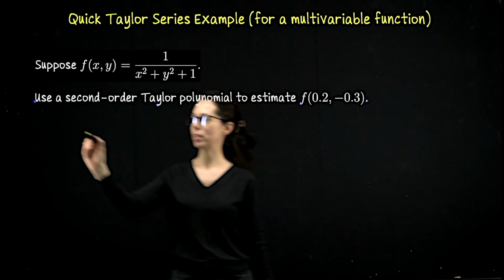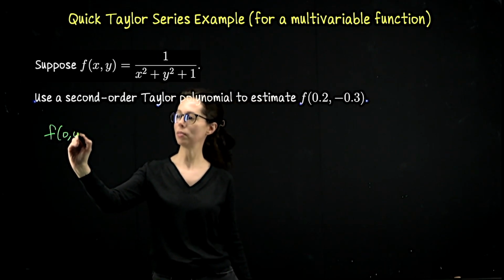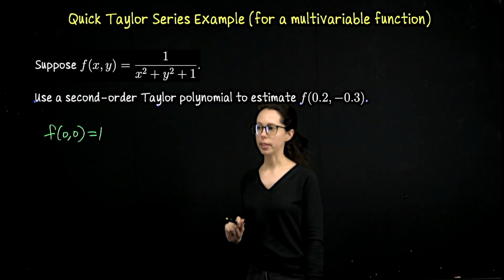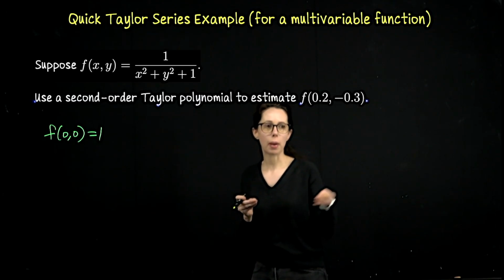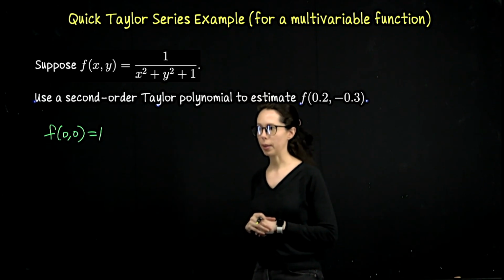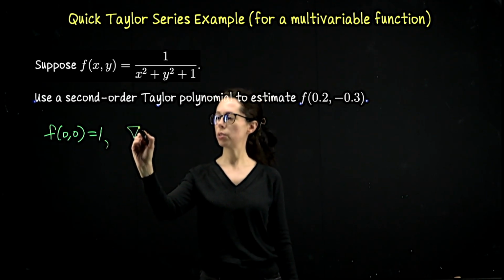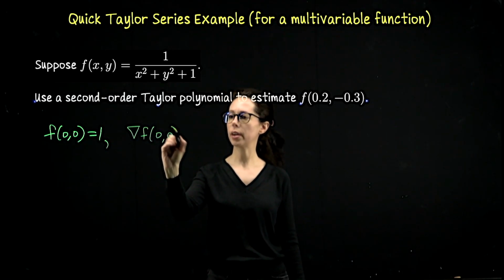In fact, we need that for the Taylor polynomial. So let me go ahead and write that down. The origin will be the center where we compute our Taylor polynomial, and then we will plug in near it by plugging in 0.2 and negative 0.3. To save space, let me move to the right. Let's do the gradient of f at 0, 0.